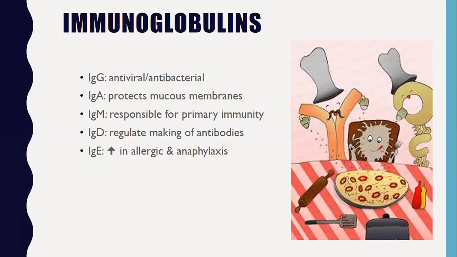IgM is responsible for primary immunity. It is intravascular, and it's the first immunoglobulin to be made in response to a bacterial or viral infection. So where IgG is more with subsequent infections, IgM is going to be there when you first have that first exposure to something.